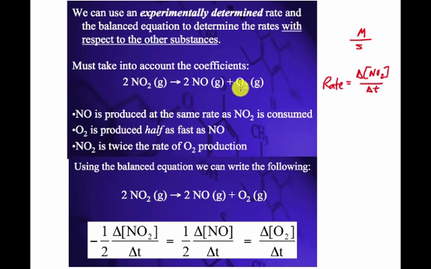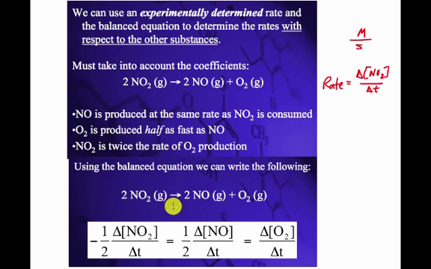Oxygen, on the other hand, is going to be produced half as much as the nitrogen monoxide. So as this is being produced at half the rate, it's going to be produced half as fast as the nitrogen monoxide. And we can compare nitrogen dioxide to the oxygen, and that's what we're doing down here.